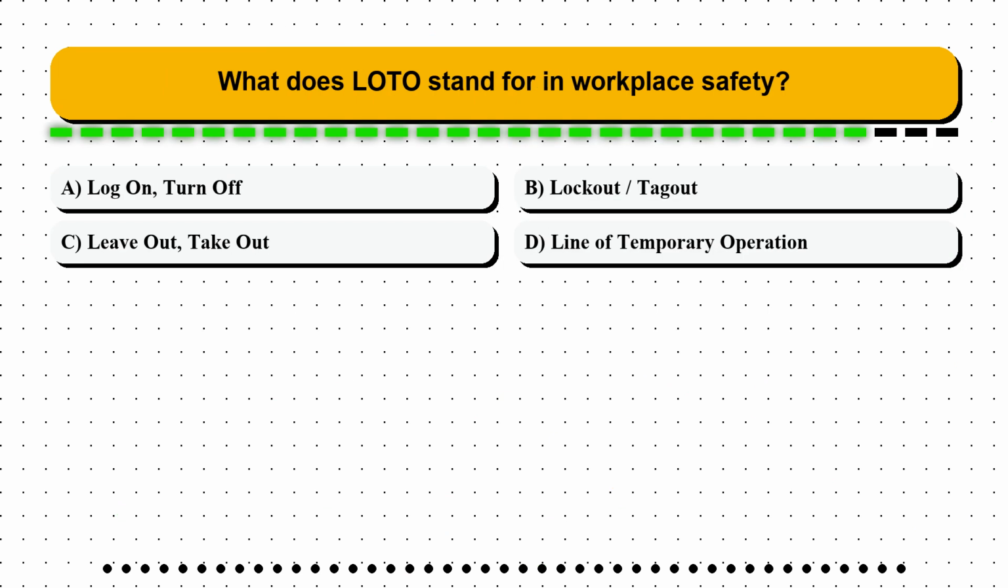Question 12. What does LOTO stand for in workplace safety? Option A, log on, turn off. Option B, lockout/tag out. Option C, leave out, take out. Option D, line of temporary operation.